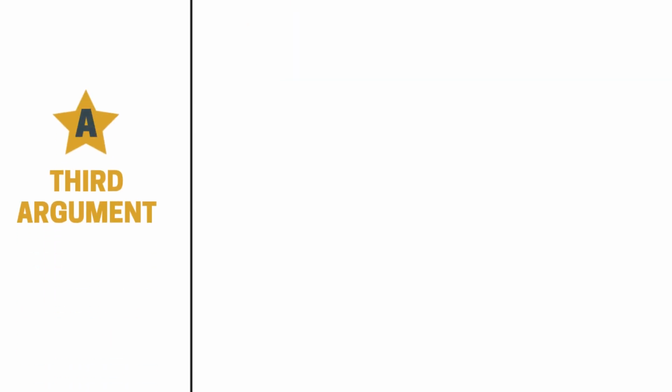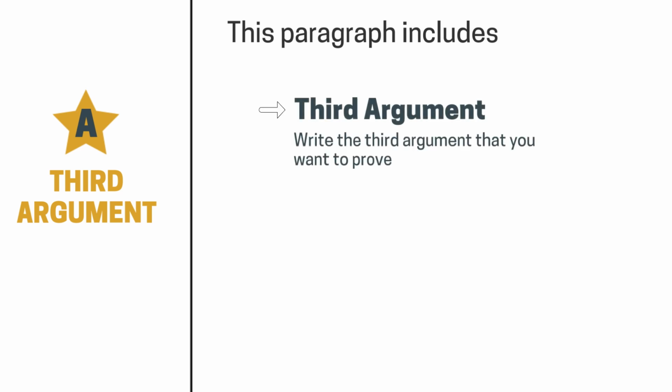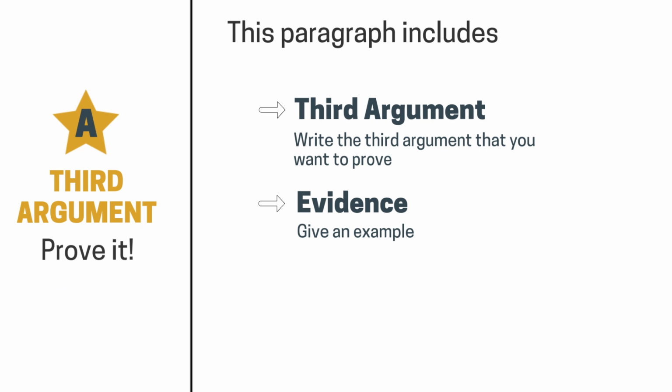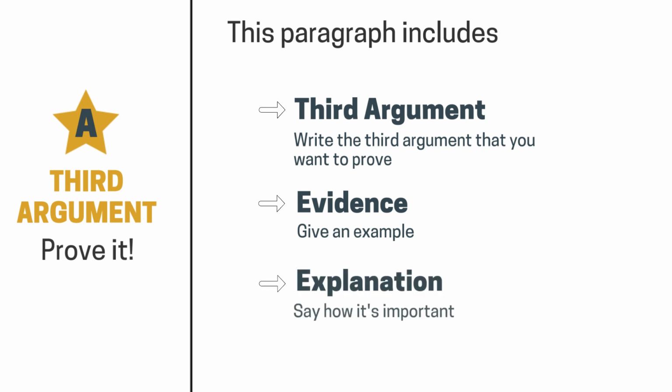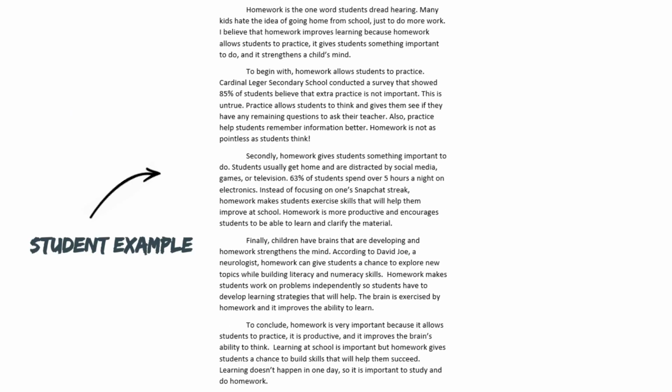The next paragraph is the third and final argument. This includes the third argument, evidence, which can include facts or an example to prove your argument, and an explanation of how it's important. Let's take a look at the third paragraph and break down the parts of the third argument together.